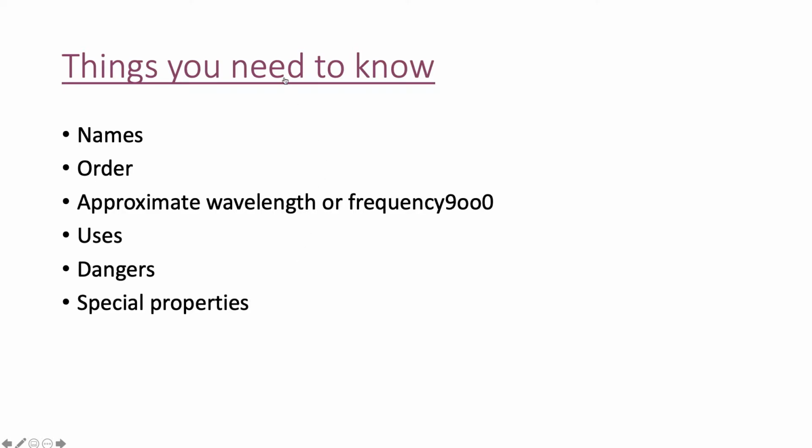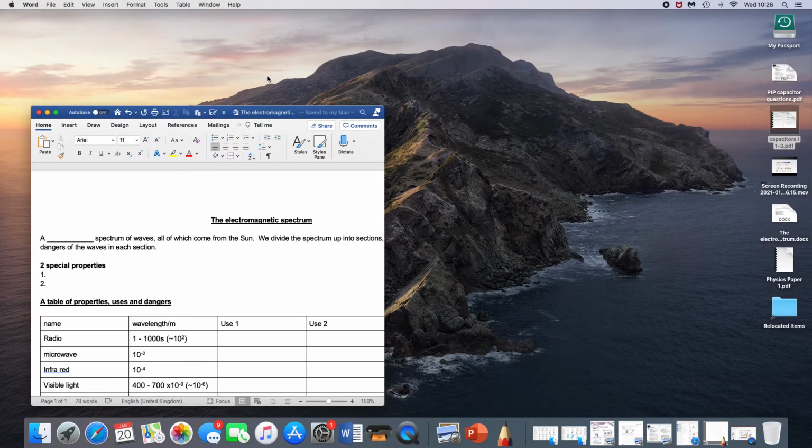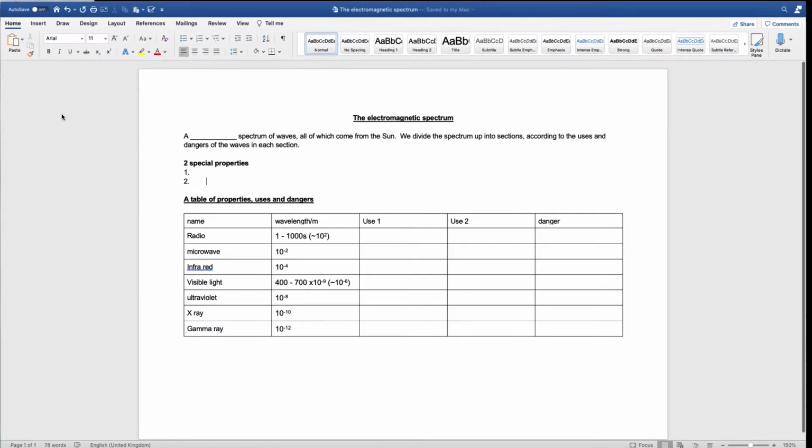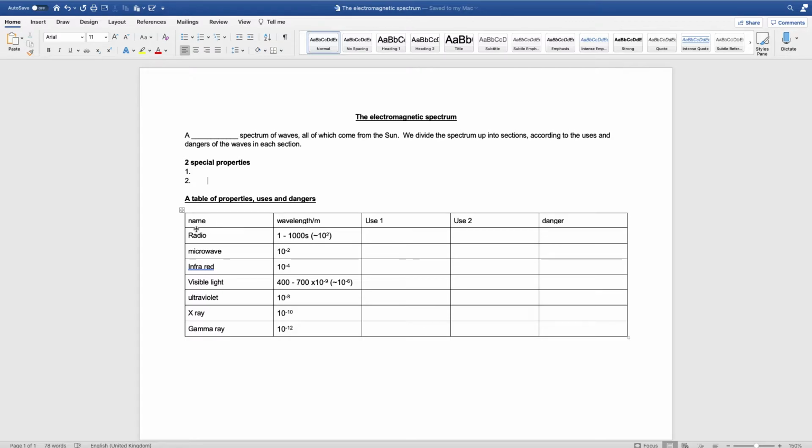So you have this document, and I have pre-filled it. There's a word missing here for you. What kind of spectrum is it that is all coming from the sun? And we divide it up into sections: the two special properties that I mentioned a moment or two ago. Then you have the names of them in order, and you have the wavelengths here.